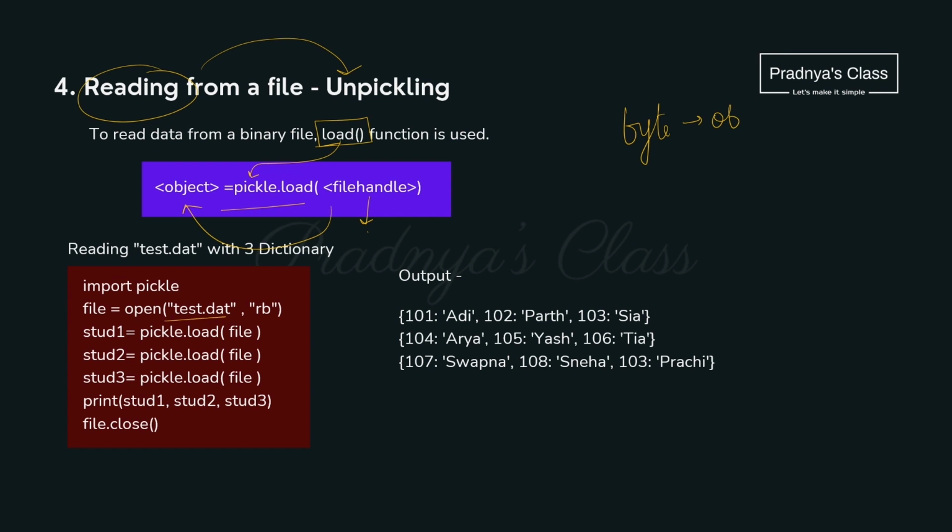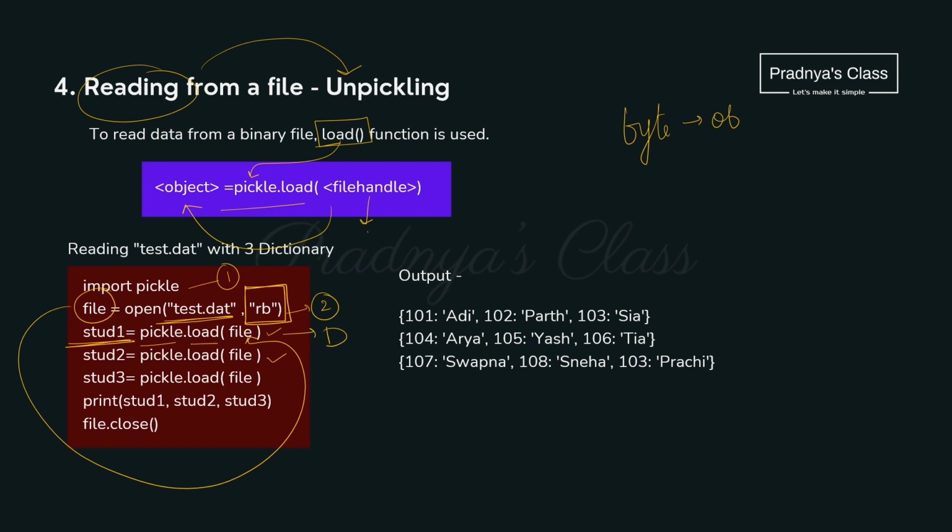Okay, then let's read the same test.dat file in which we have written three dictionaries. Pickle module got imported. The second step is to open the binary file in the read mode. The read mode is RB. Here is the load function, pickle.load, and file is the file handle in this case, so that we are going to mention here. Here the student one is the object, that is nothing but a dictionary.